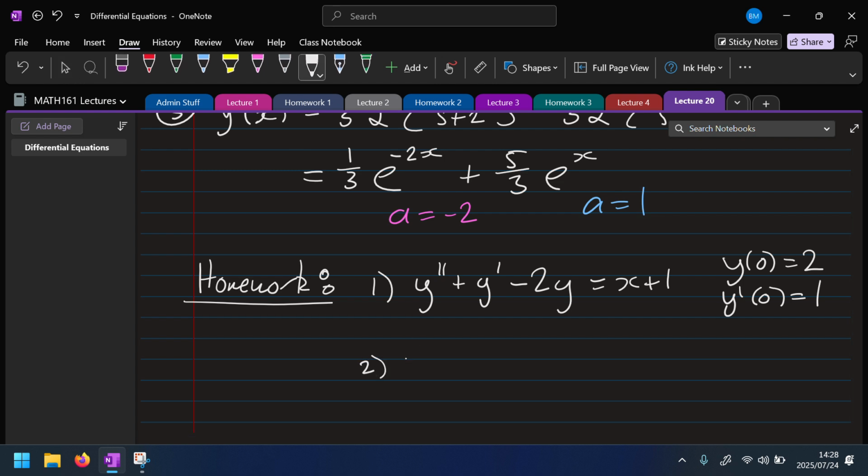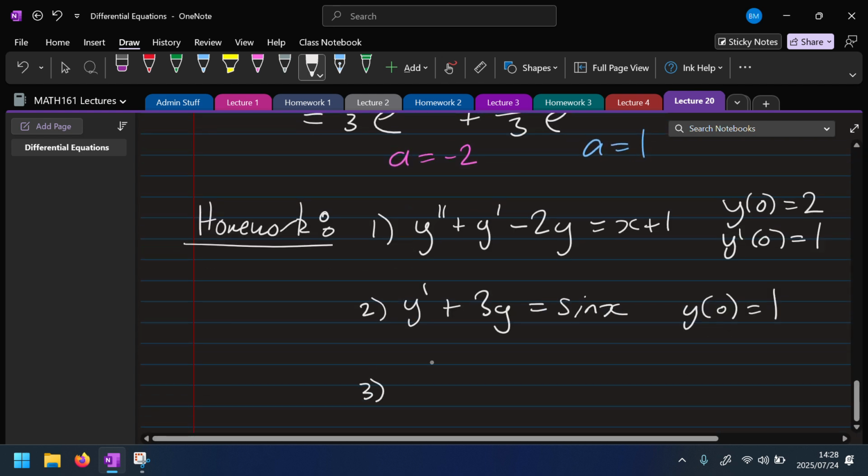Okay, number 2: y prime plus 3y is equal to sine x, with y of 0 is 1. Now we see for example 2, that's a linear differential equation. So you can do it using an integrating factor, or you can do it using the Laplace transform. So you can do it 2 different ways.